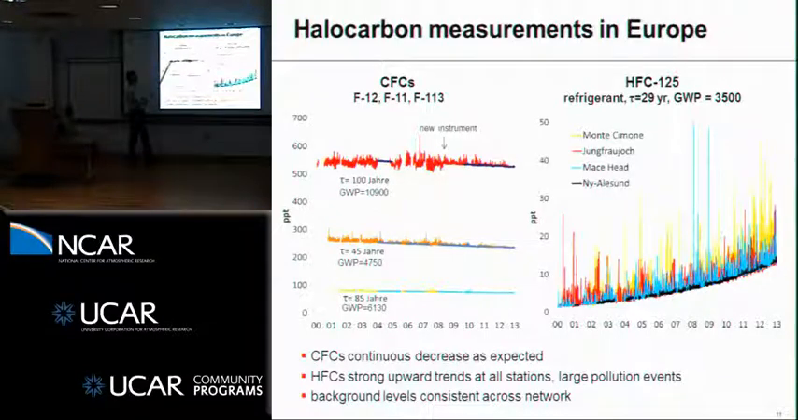Here is F12, and you see that we have quite noisy measurements up to 2008, and there we introduced this new MEDUSA system. Since then, we have a much better precision, and we can also measure many more species.